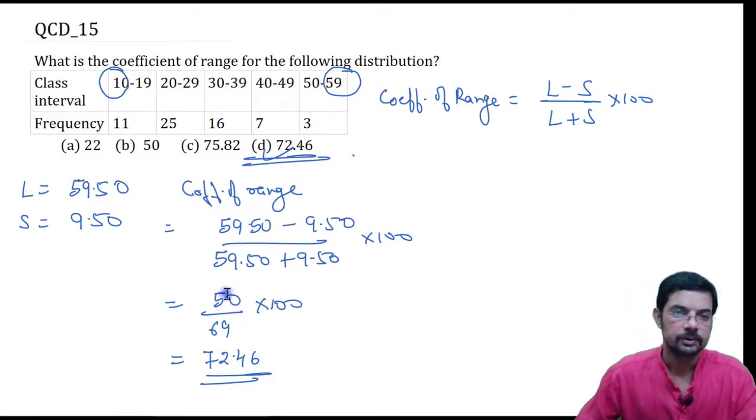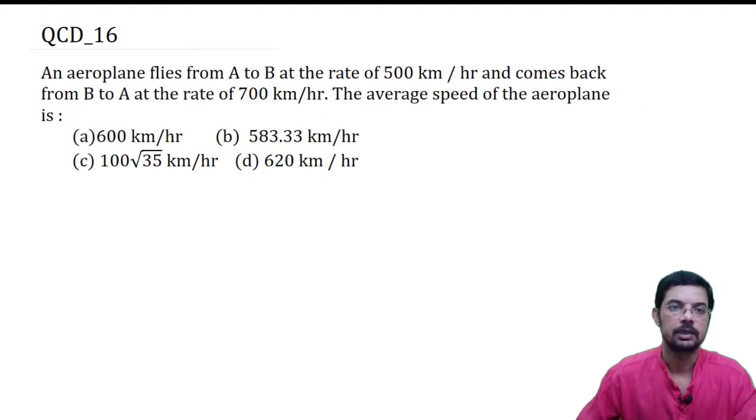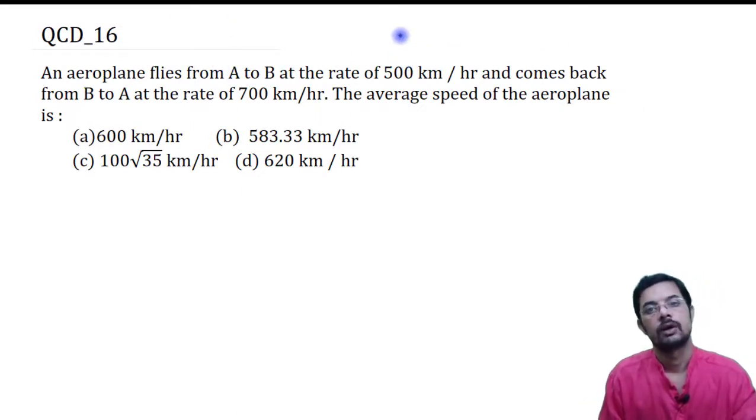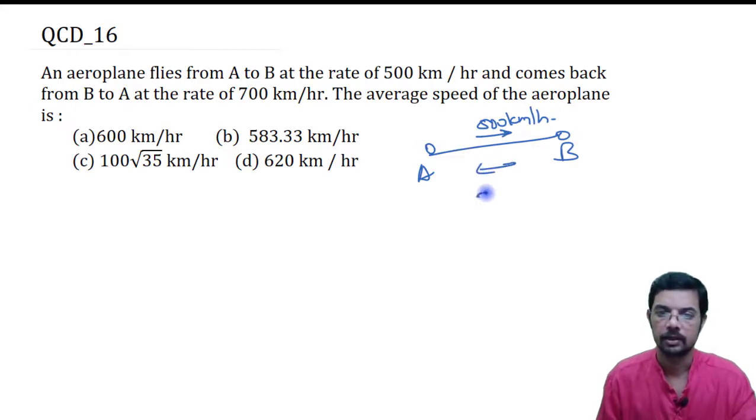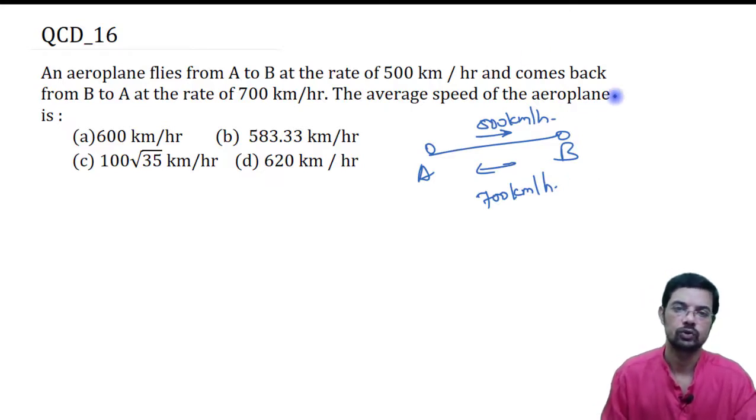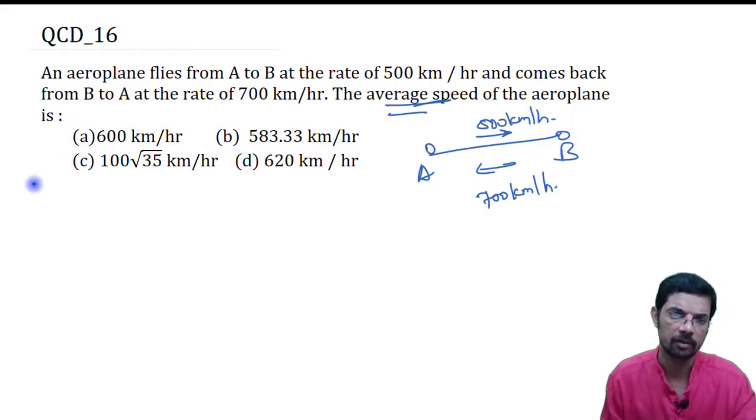Next question is question number 16. An aeroplane flies from point A to point B at the rate of 500 kilometers per hour. It is going like this, and then coming back at the speed of 700 kilometers per hour. What we are supposed to do is find the average speed. To find average speed, we use harmonic mean.